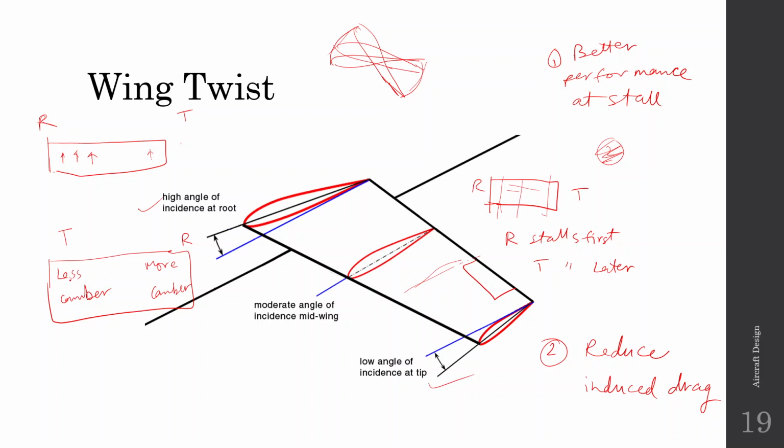So because of this, the root produces more lift and the tip produces lesser lift. Again the induced drag is less, and again the root will stall first, because you know that if an aerofoil has more camber, then the alpha stall is lesser, so the root will stall first and then the tip will stall, so we maintain both the advantages. Again, this is also difficult to manufacture, but these are the two options of twisting the wing.